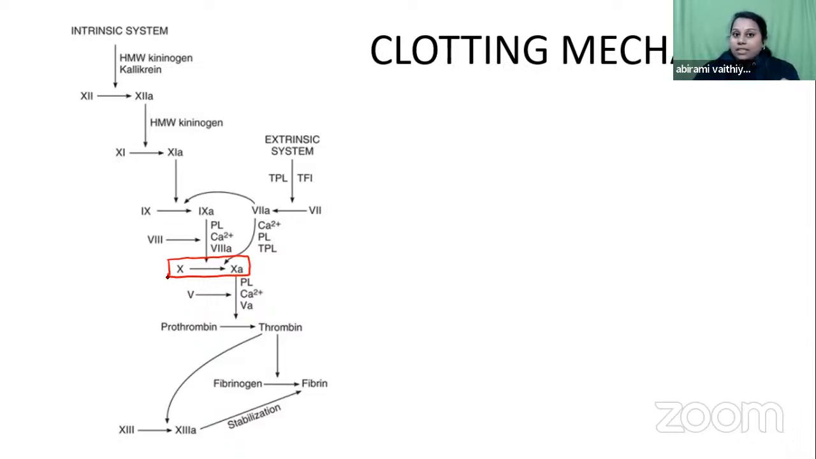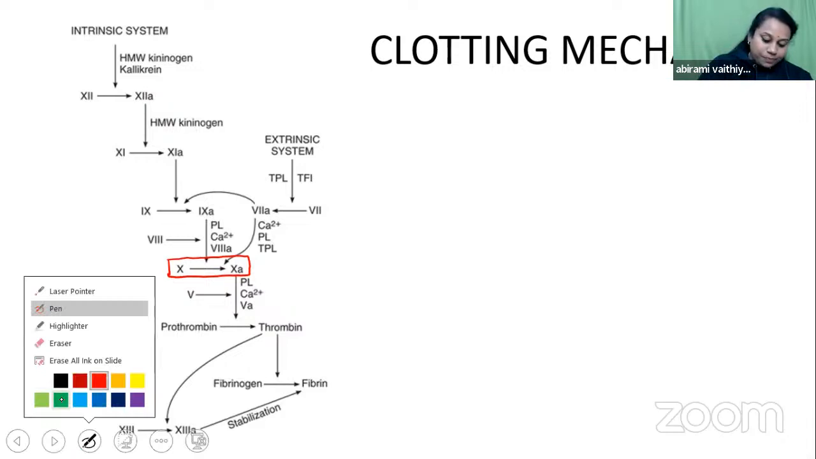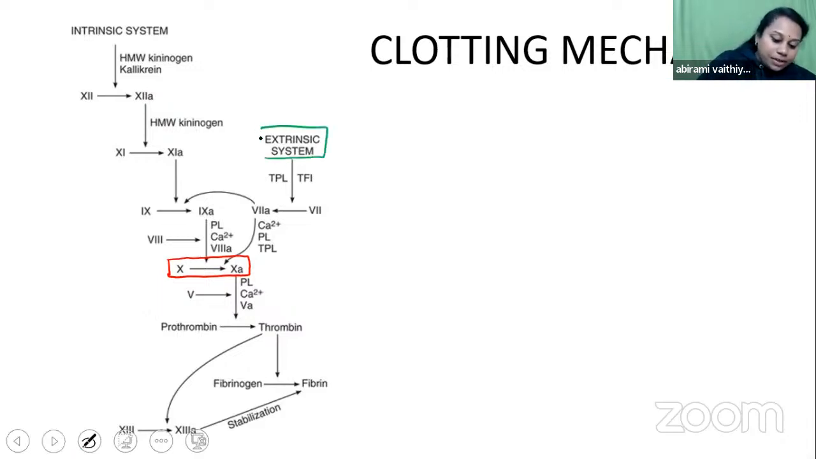What are the factors which help in this common step? Extrinsic, intrinsic, both lead into the common step. What is the extrinsic mechanism? In the extrinsic mechanism, TPL, tissue thromboplastin, converts factor 7 into 7A. So there are two important factors involved in the extrinsic system, TPL and factor 7. Very important.